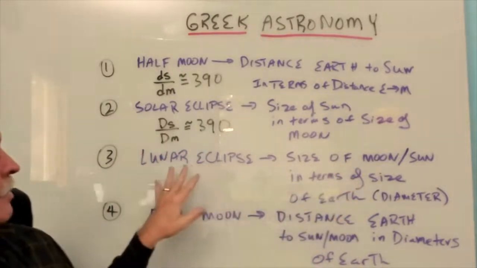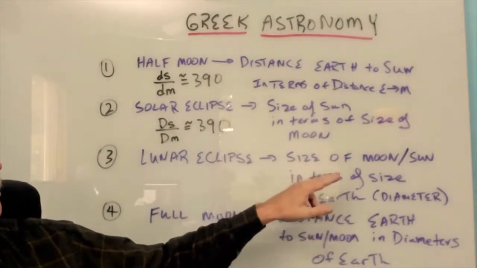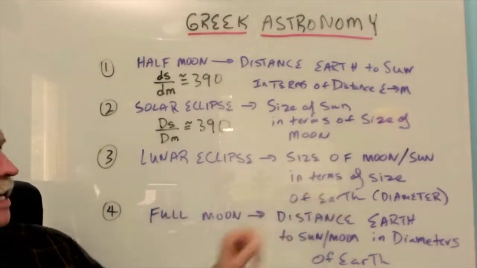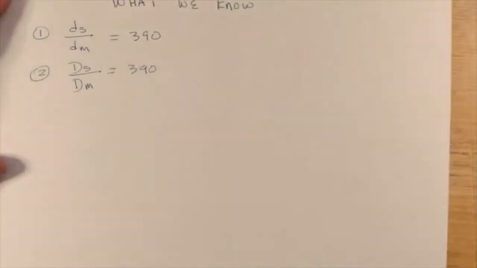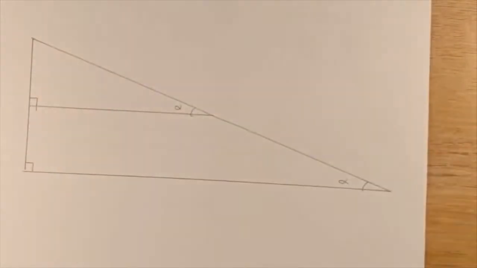Now, let's go and use the lunar eclipse to see how we can find the size of the moon and the sun in terms of the size of the Earth, because that's the only thing that we can really measure. So that's what we'll do. Now, going on to the next one, we need to have a look at another concept.